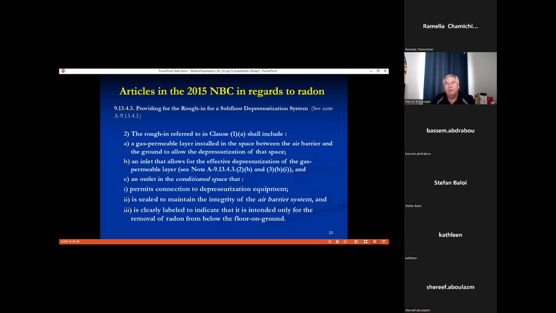913.4.3, providing for the rough-in of a subfloor depressurization system. The rough-in referred to in clause 1A shall include a gas permeable layer, which is that crushed stone, installed in the space between the air barrier and the ground to allow for the depressurization of the space. So what we're referring to here is that vapor barrier that you're actually installing on top of the crushed stone. So you want to depressurize the space between that vapor barrier on the crushed stone or on the floor and the actual ground itself. So essentially you want to create a suction only where there's crushed stone.